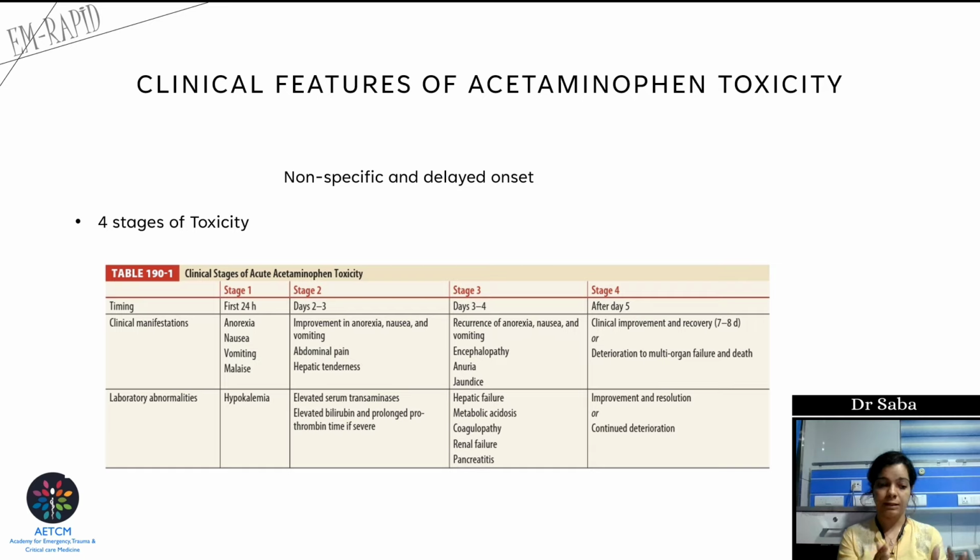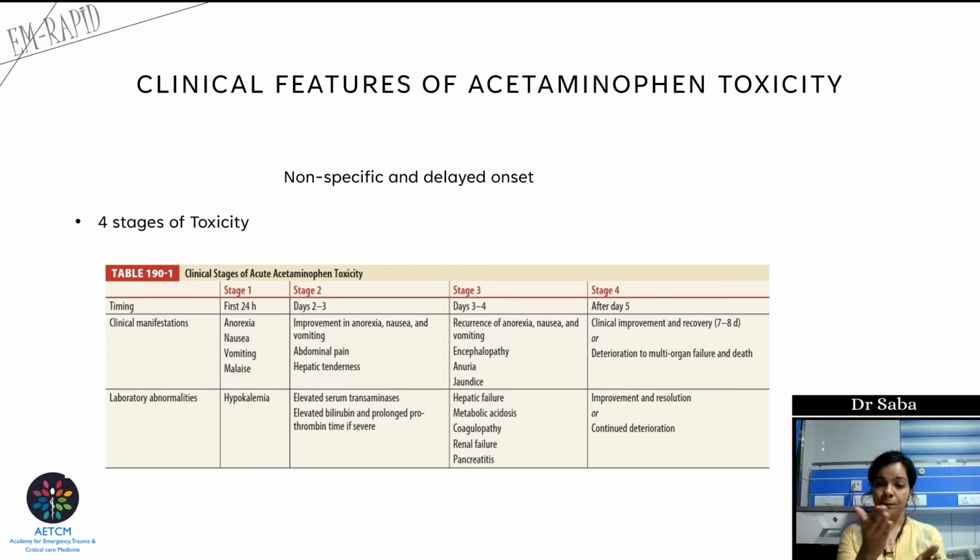So we study it in 4 stages. Stage 1, that is within 24 hours, where vague symptoms of anorexia, nausea, vomiting is seen. Then the second stage is between day 2 to day 3, wherein there will be improvement in the first stage symptoms, but patient will end up with new onset of abdominal pain and hepatic tenderness.